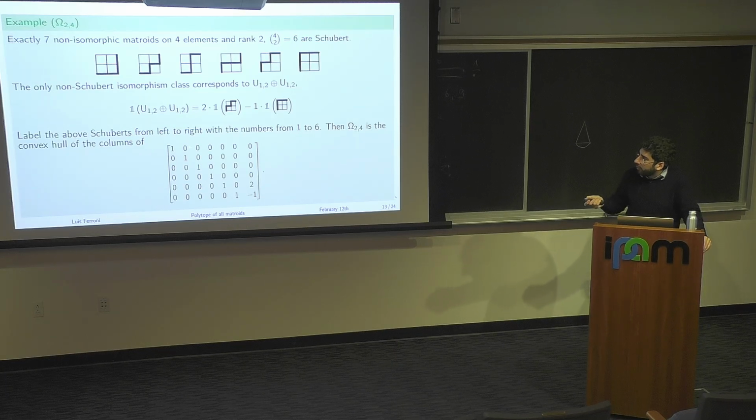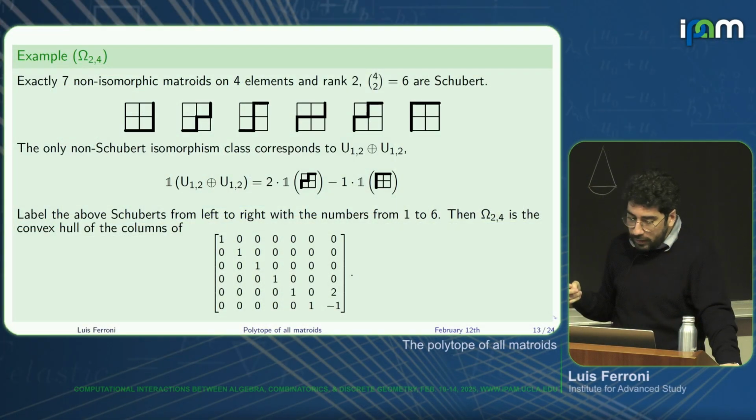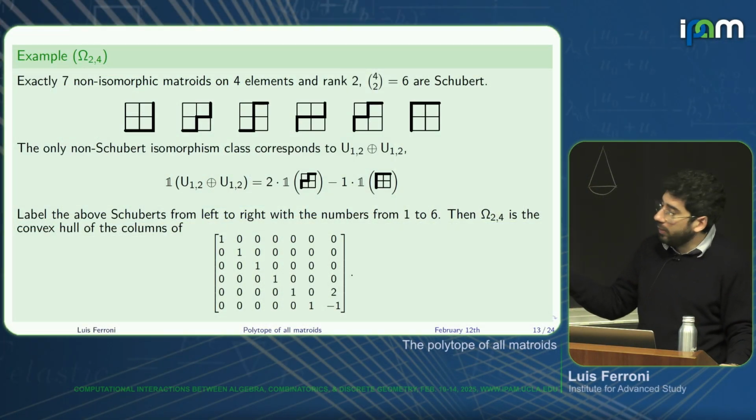And if you label these 6 Schuberts with the numbers from 1 to 6 and write the coordinates using this ordering, this matroid will be 1, 0, 0, 0, 0. This will be 0, 1, and zeros everywhere else, and so on. And this U12 plus U12 will be zeros everywhere, 2, minus 1. You have to take the convex hull of all these column vectors, and there you will obtain the polytope of the whole matrix omega 2, 4. You can see that this will be a simplex.